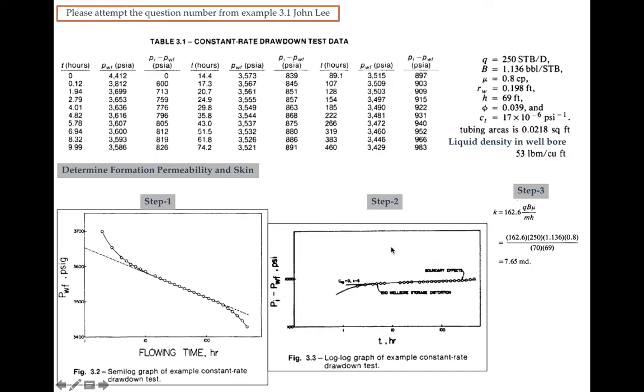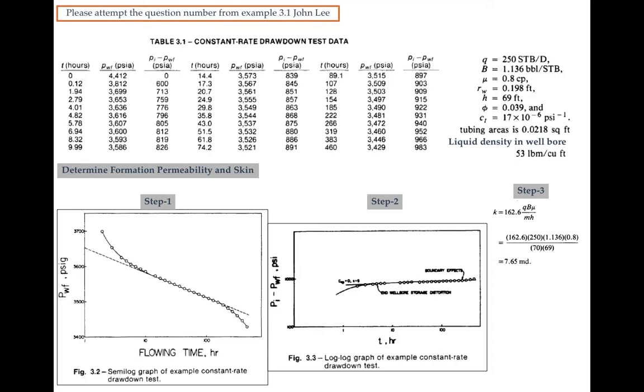Now the same data if you plot in a log-log curve, where on the y-axis you have delta p and on the x-axis you have time. So this is a log-log curve, and to find out the time up to which the well bore storage is dominated, if you look at this graph, you cannot say this point or this point, right? So such a graph should be superimposed on the type curve to find out the exact value of the time at which the well bore storage ends, right?